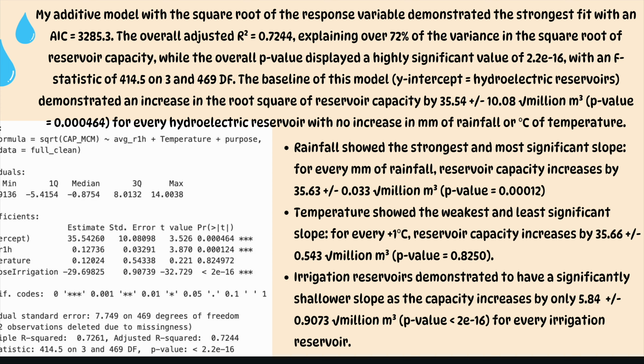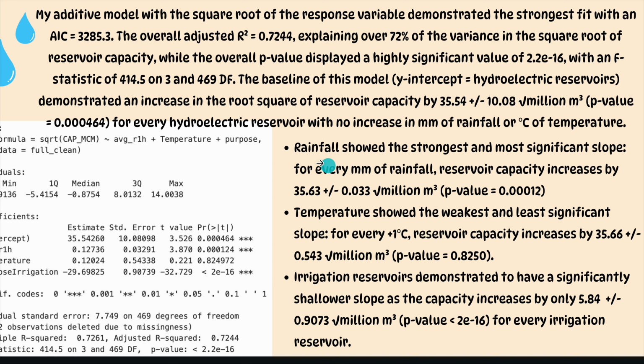The p-value was also highly significant with a value of 2.2 to the negative 16, with an F statistic of 414.5 on 3 and 469 degrees of freedom. The baseline y-intercept of this model is the hydroelectric reservoirs, and that demonstrated an increase in the root square of reservoir capacity by 35.54 plus or minus 10.08 million root square million meters cubed for no increase in millimeters of rainfall or degrees Celsius of temperature.